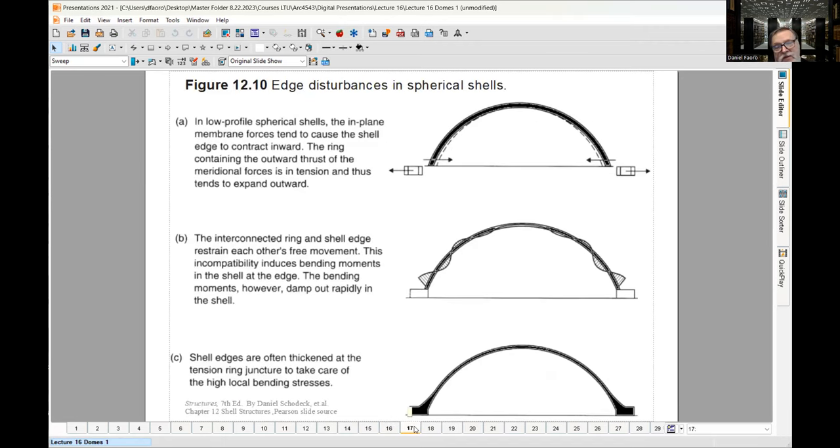What are called edge disturbances in domes? These could be causing flexure conditions. These can be causing failure conditions. In a low-profile spherical shell, the in-plane membrane forces cause the shell edge to contract inward. The ring containing the outward thrust and the radial forces tends to expand outward. Interconnected, ring and shell restrain each other with free movements. This can create incompatibilities or bending moments. You've got two different elements trying to move forces in two different directions. Often we'll see shell edges are thickened. We saw that in the cylindrical vaults and concrete, picking up some of these additional forces as the thickening elements at the base.